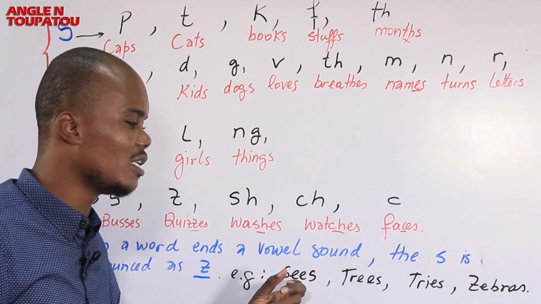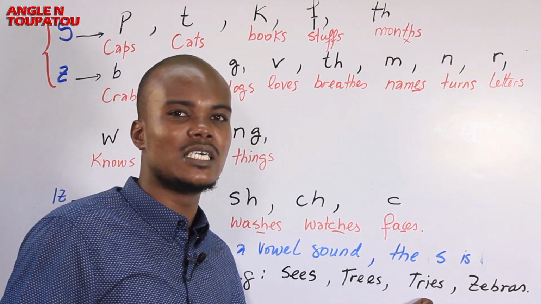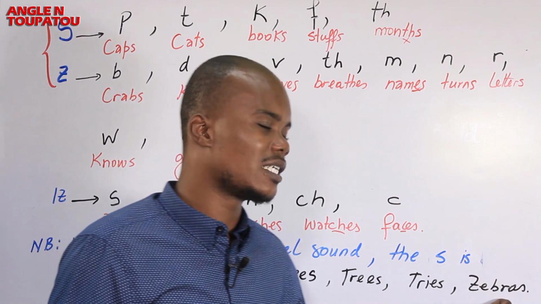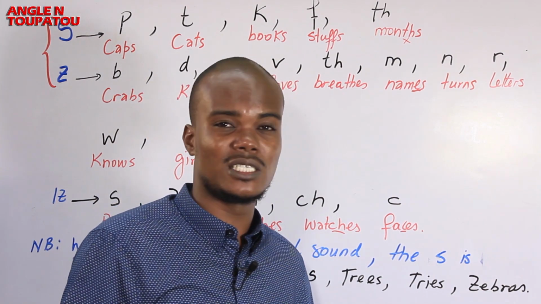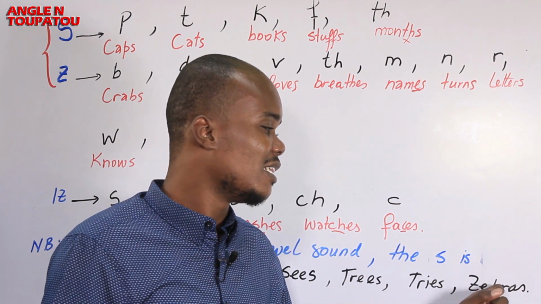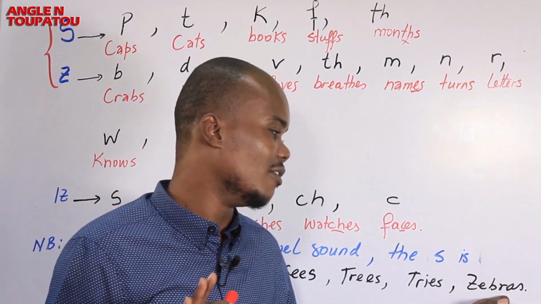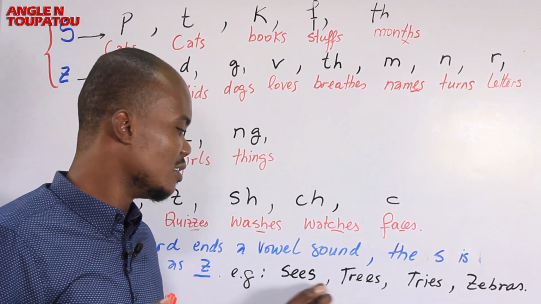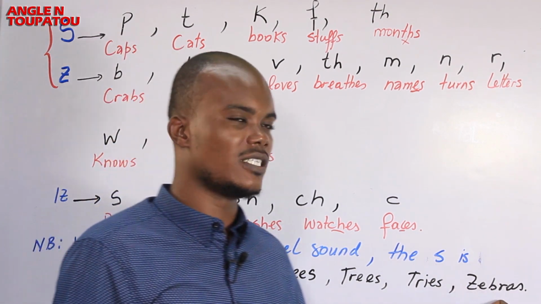I say sees, like trees, like tries. Like zebras. I don't say zebras with an S sound, I say zebras, because zebra terminates with a vowel sound. The same for try, the same for tree, the same for see. I say sees, trees, tries, zebras.